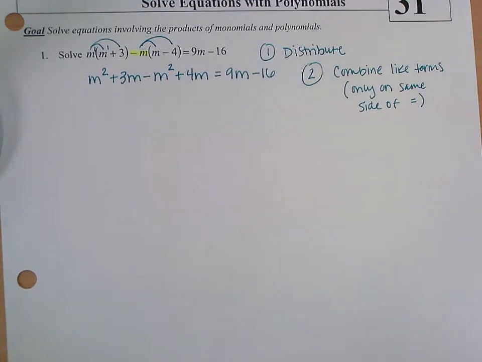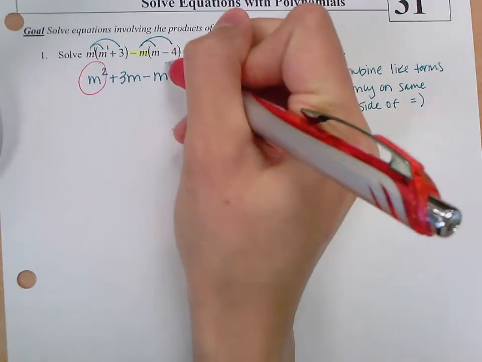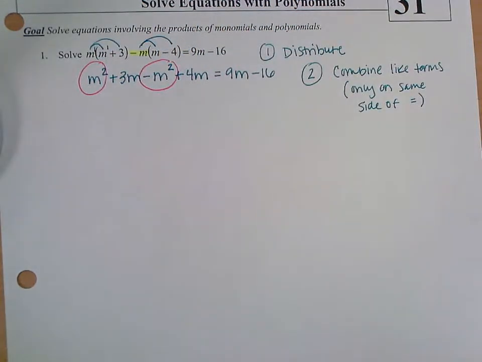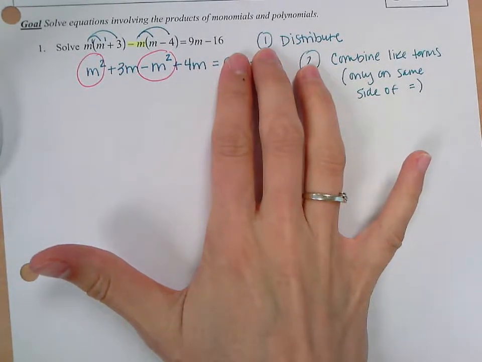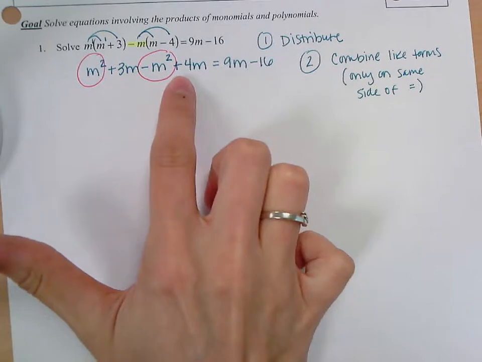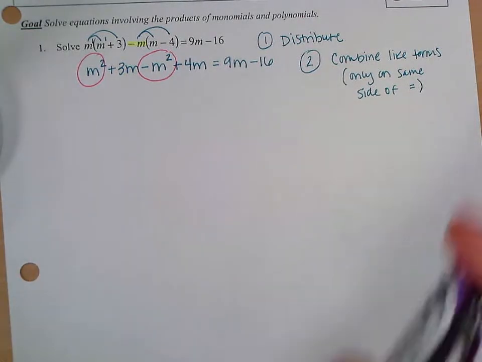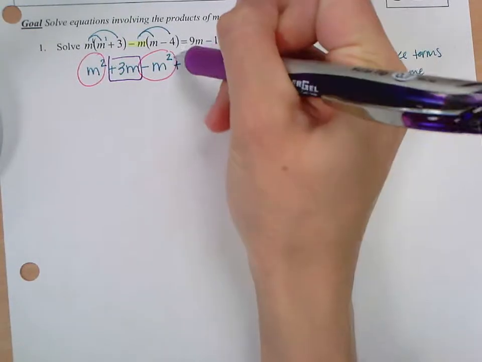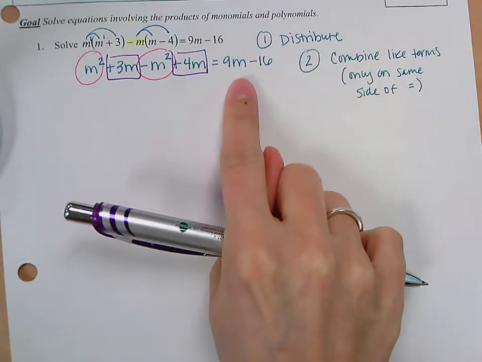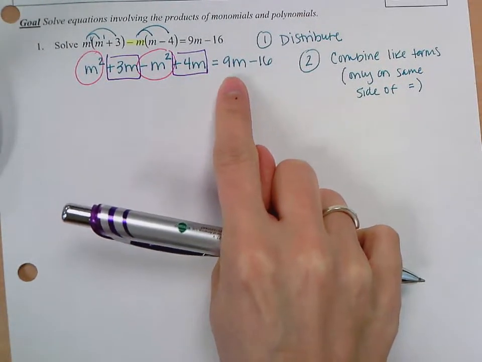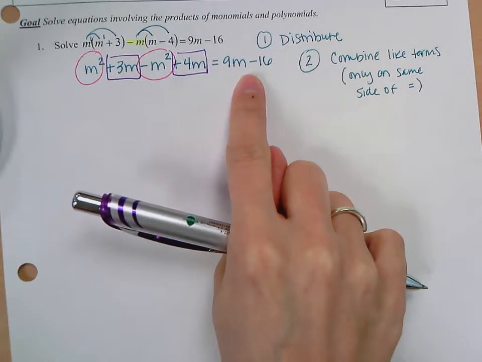Yes, the m squared and the negative, or the minus, m squared. Any other like terms on that side, or is that it? Yep, the 3m and the 4m are also like terms. Okay, 9m is on the other side, which is why I'm not including that one.